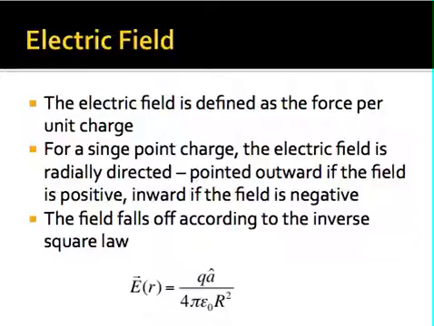It's really the same equation as the force equation. You can see the equation here. Basically the only difference is instead of Q1, Q2 in the numerator, we just have a single charge Q. And in the denominator, notice that the electric field still falls off according to the inverse square law as 1 over r squared, with r being the distance that you are away from the charge.